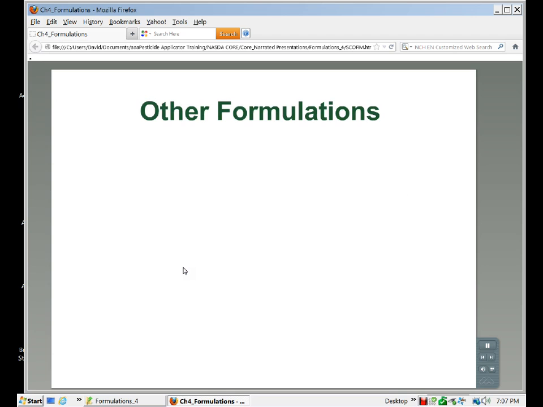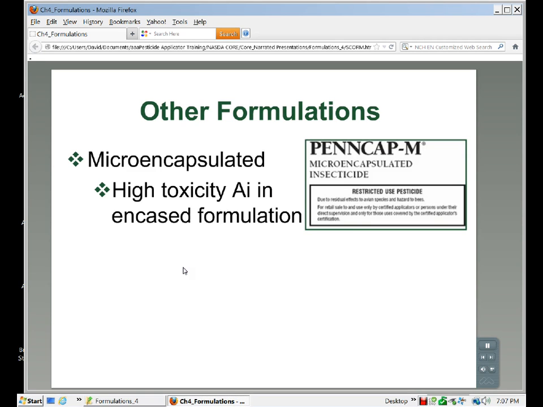There are other types of pesticide formulations too. A microencapsulated formulation is when a liquid or dry pesticide particle is coated in plastic. This formulation is mixed with water and applied as a spray. The plastic coating breaks down and releases the active ingredient.